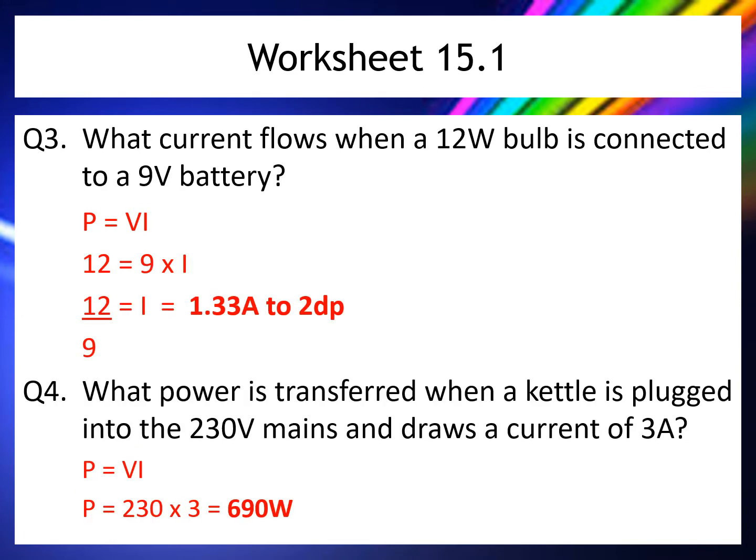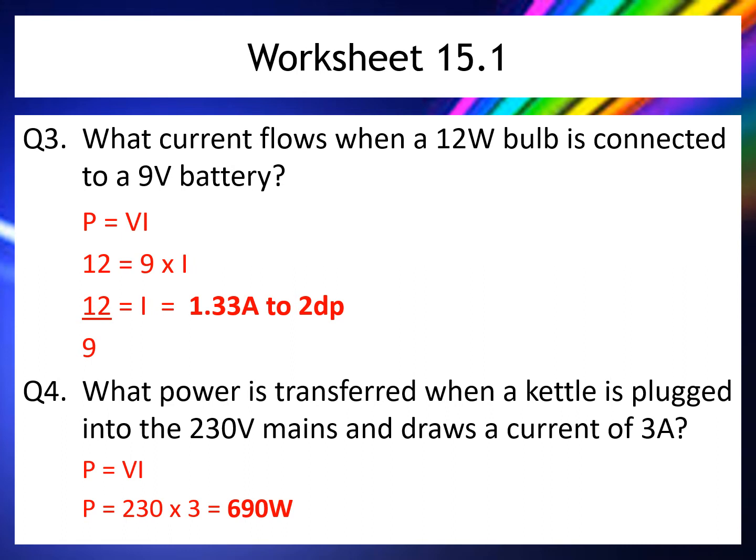Question 3, this time we're being asked to calculate the current. Again, P equals VI and we put the numbers in underneath. 12 watts equals 9 multiplied by I. Reverse maths. 12 divided by 9 equals I, divide through to get 1.33 amps to 2 decimal places. And remember 2 decimal places is enough.